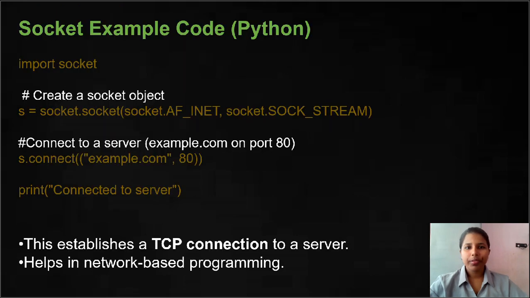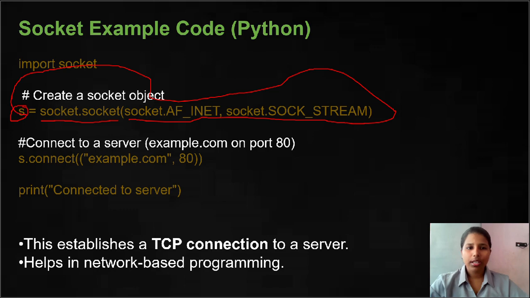Now here we can see the Python code for this socket. This is the basic way to do it in Python. Firstly we have to import socket, then create a socket object. We have taken s as the socket object, and we are assigning socket to it, creating a socket with the options we want.